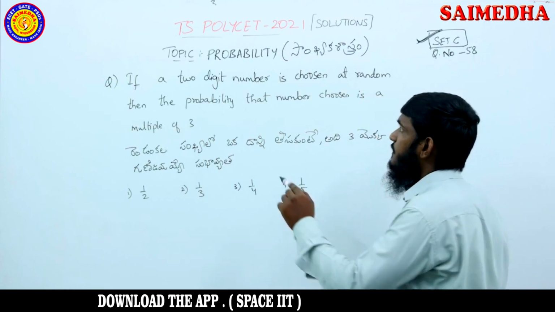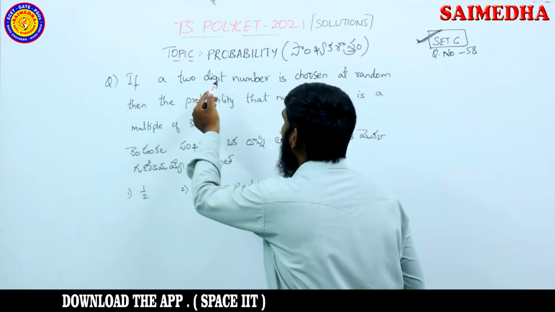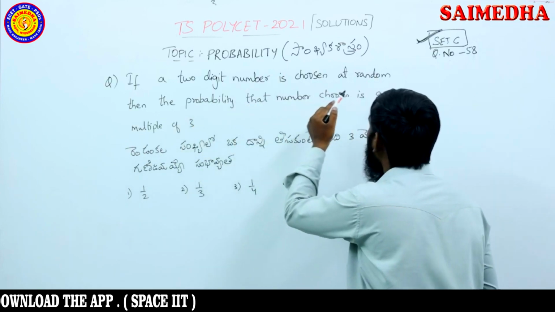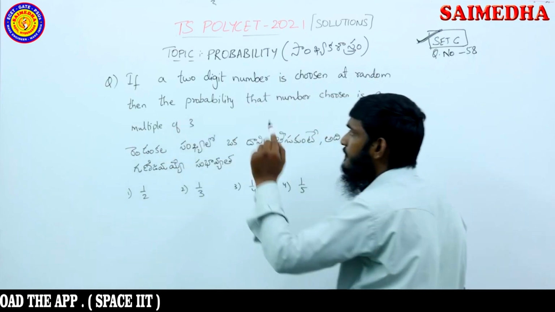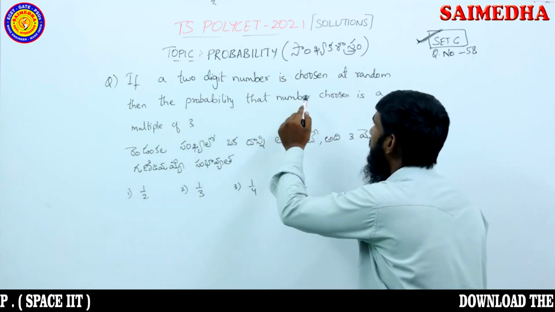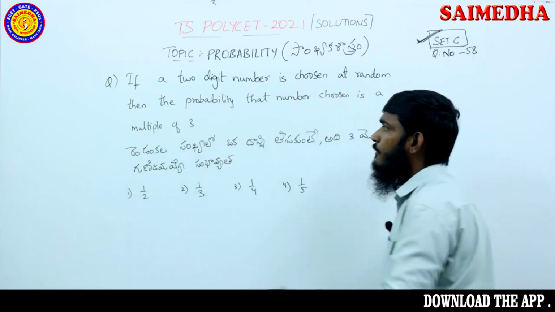Let us see the next question from probability over here. If a 2-digit number is chosen at random, then what is the probability that the number chosen is a multiple of 3? What we have to find is the probability that the number chosen is a multiple of 3.